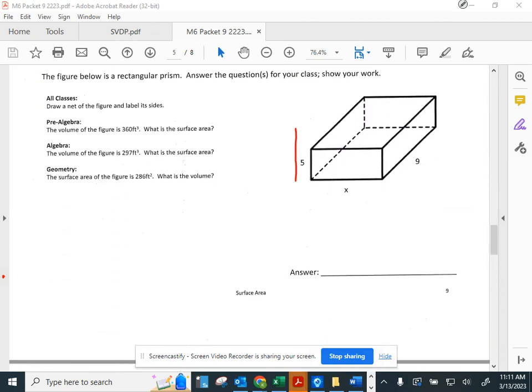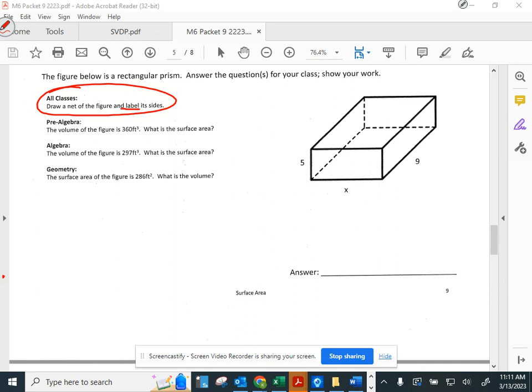Next page. We don't see something that says Math 6, but we do see all classes. So we just have to do the all classes. It says draw a net of the figure and label its sides. So remember that a net is cutting it open and laying it down flat, and you're going to be putting the measurements for each side.